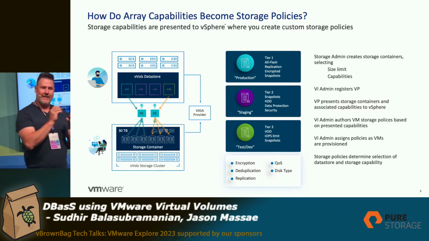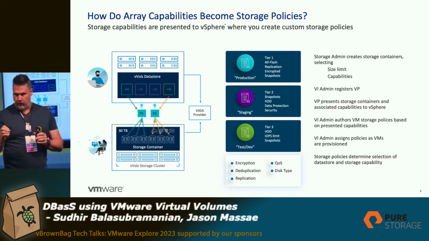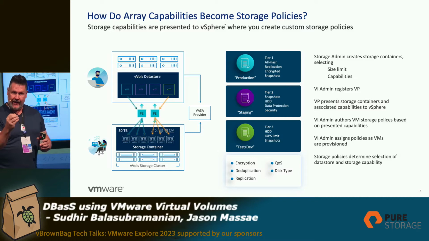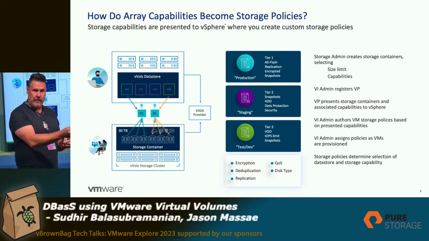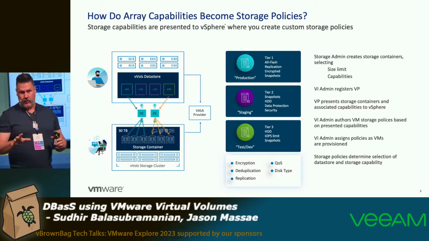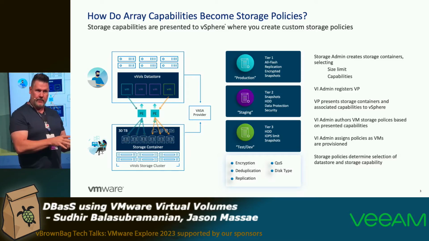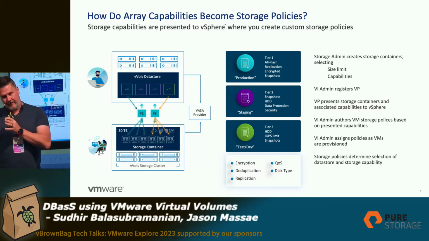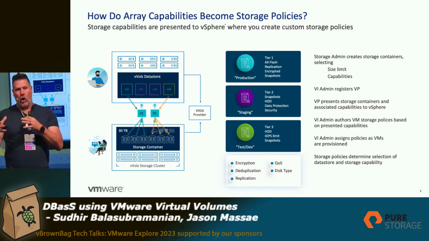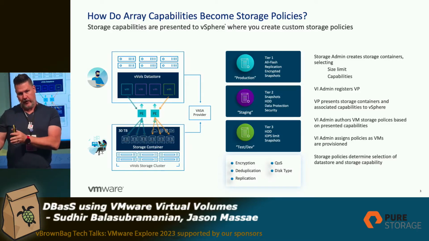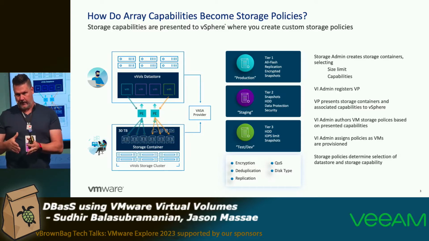vVOLS works physically similar to an RDM in that a single object, a single VMDK, can be dedicated to an individual VM, but all of that manual process that you have with RDMs goes away with vVOLS. It's all managed in vSphere. But one of the big benefits with vVOLS is that you get all of the array's features, not a subset like you might with VMFS or NFS.